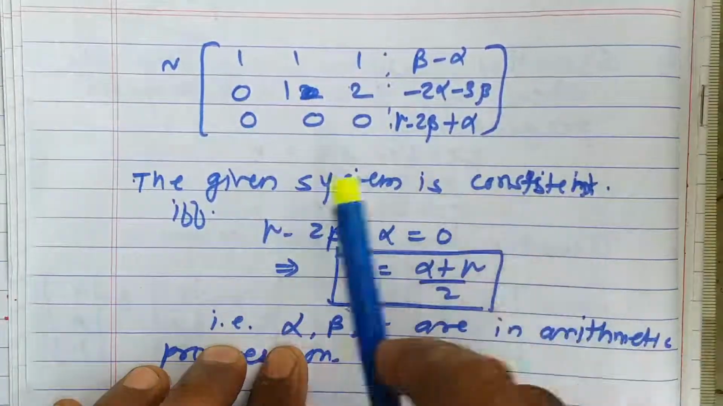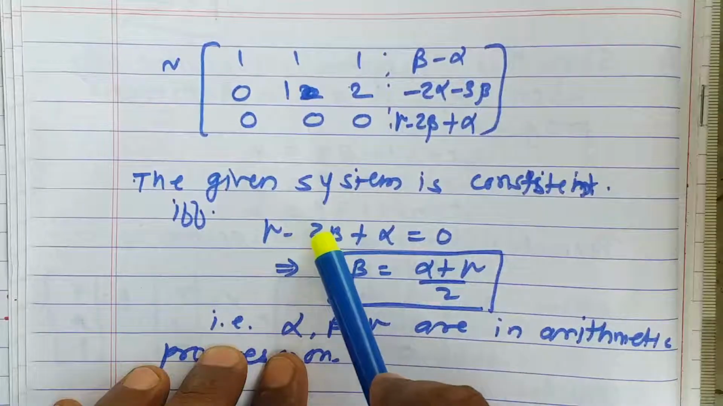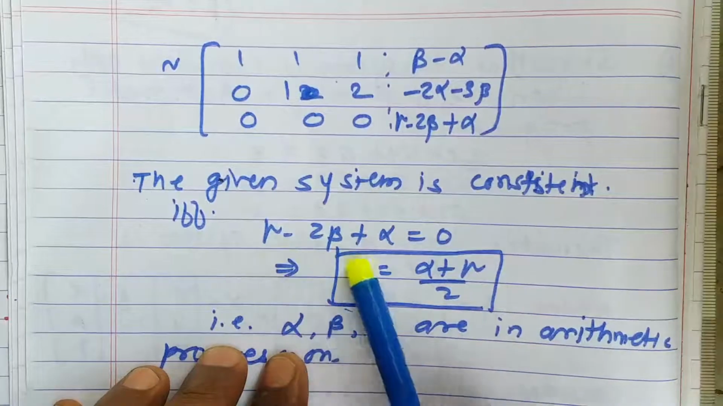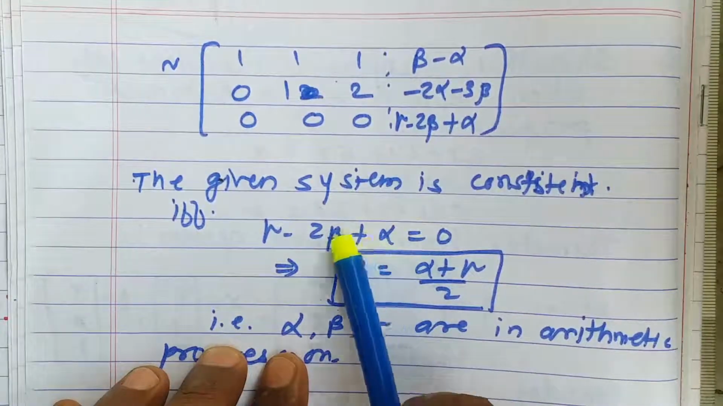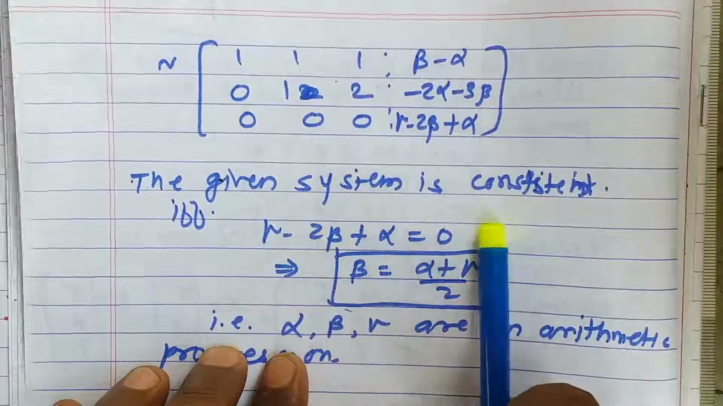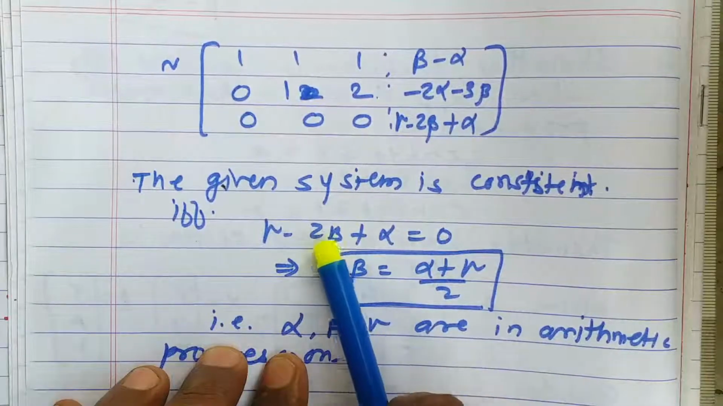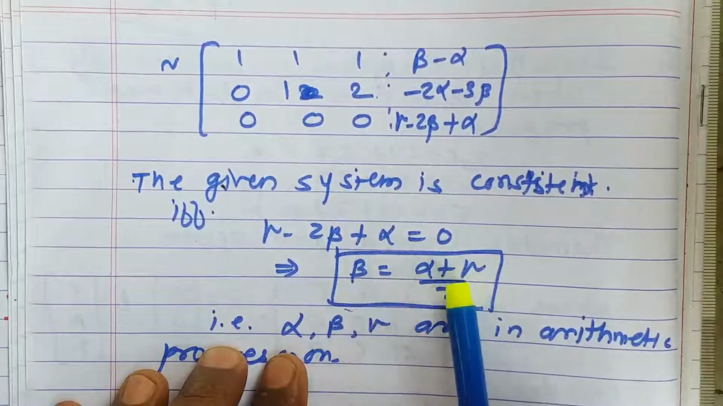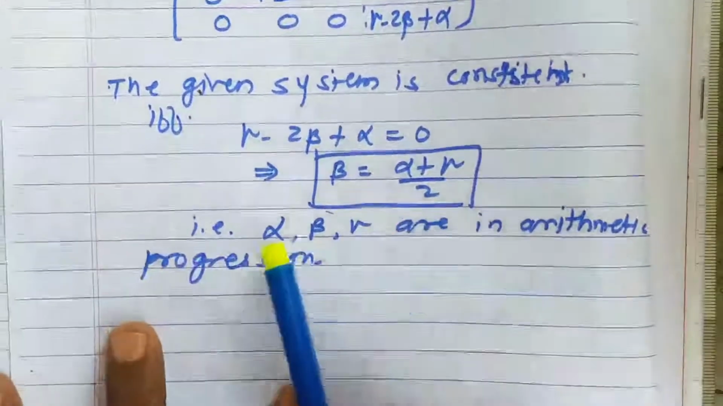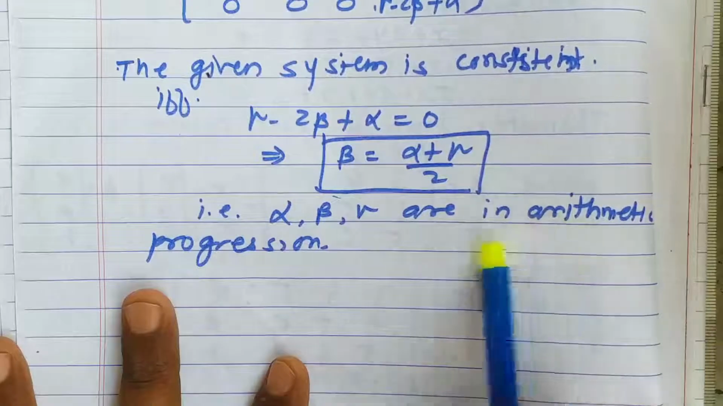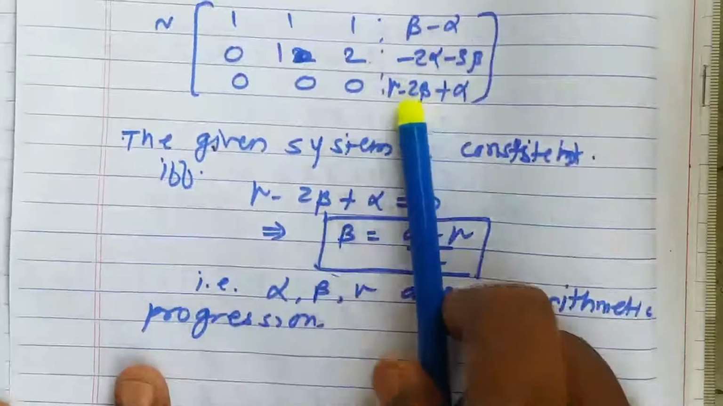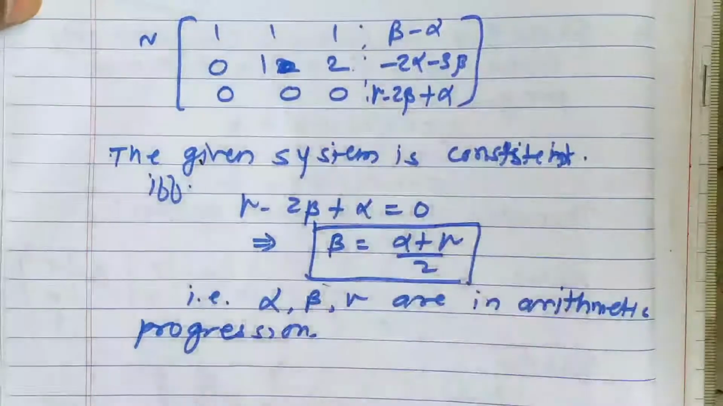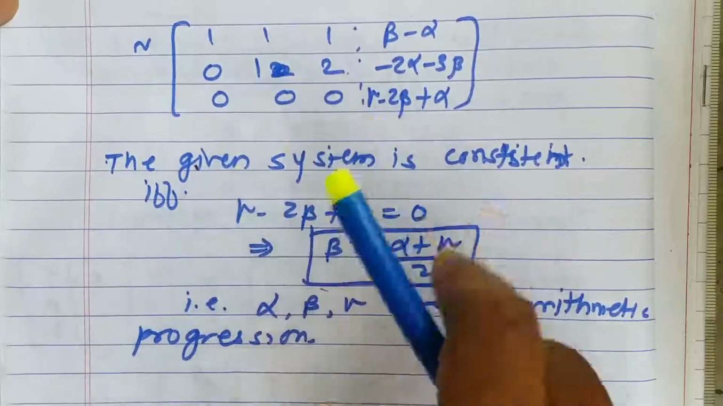The given system is consistent if and only if gamma minus 2 beta plus alpha equals 0. If you simplify it and rearrange the terms, taking 2 beta on this side and dividing by 2, we'll get beta equal to alpha plus gamma by 2, and this is nothing but the condition of arithmetic progression. This implies alpha, beta, gamma are in arithmetic progression. So for consistency we must have alpha, beta, gamma in arithmetic progression. This is how you can get that condition. It is not difficult.